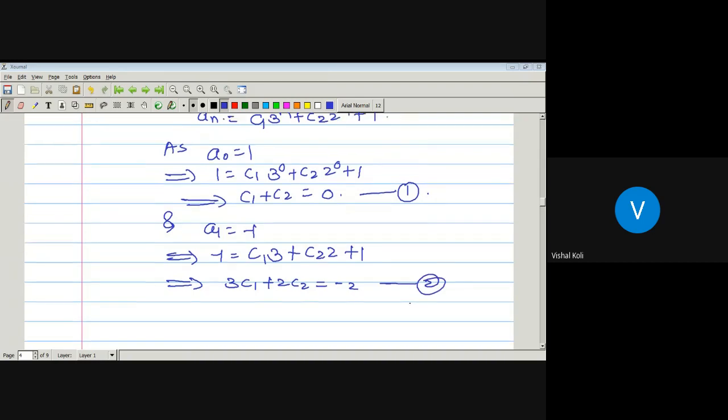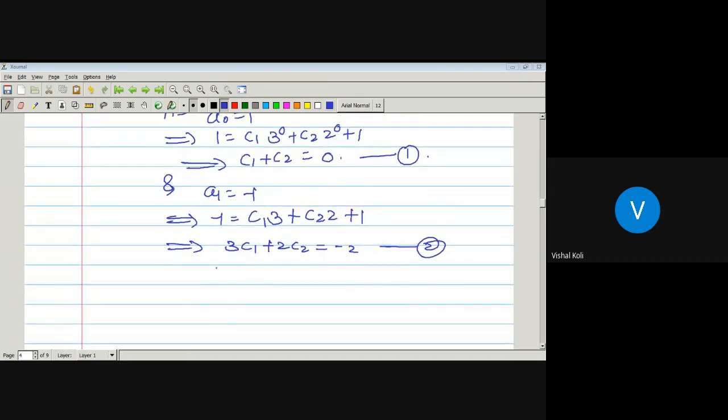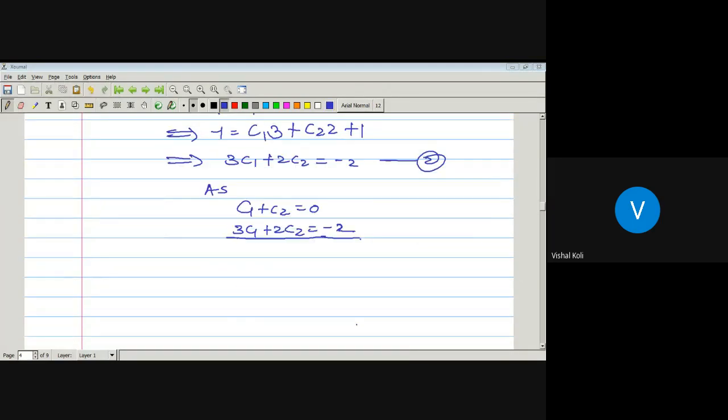So from equations 1 and 2, what are the values of C1 and C2? As C1 plus C2 is equal to 0, 3C1 plus 2C2 is equal to minus 2. Multiply 1 by 2 and subtract 2 from 1. Then we get 2C1 minus 3C1, minus C1, which is equal to minus of minus 2 plus 2.